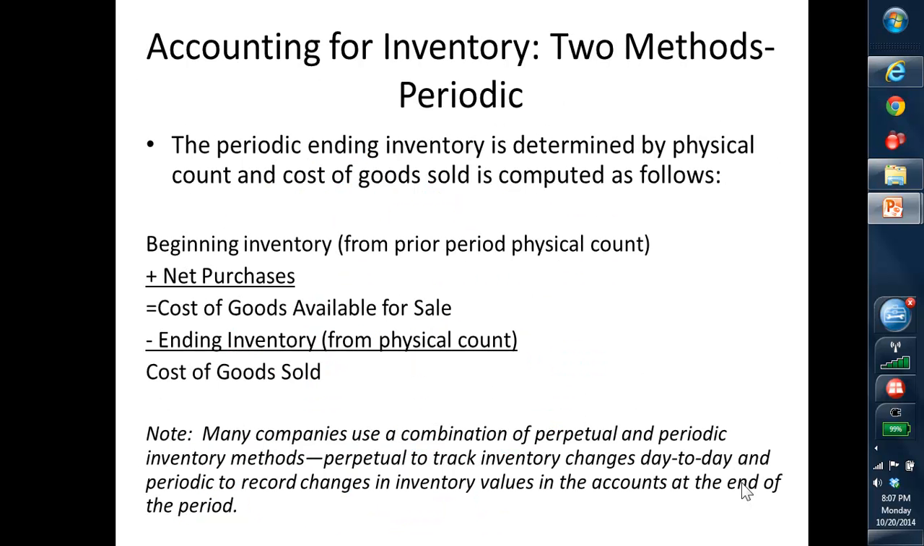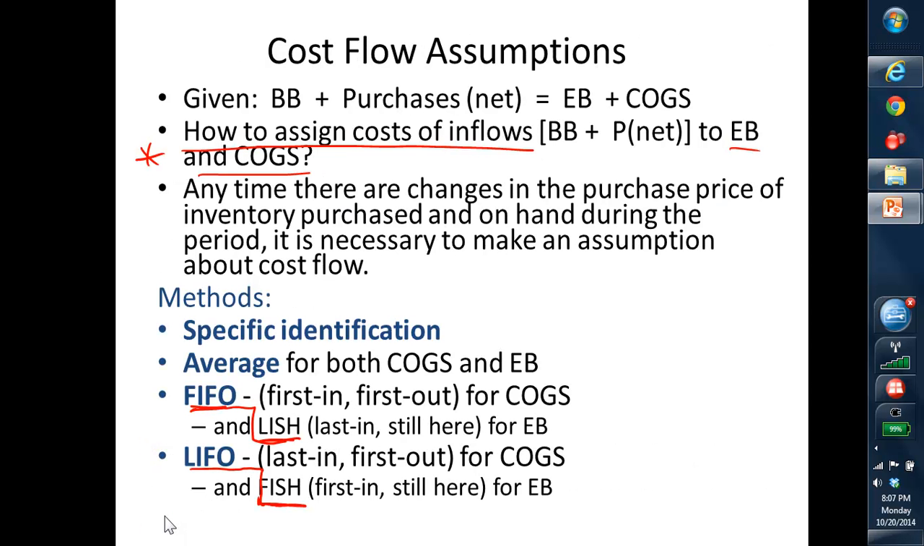Notice, again, under periodic, you must compute cost of goods sold, and notice that many companies use a combination of both perpetual and periodic, one to track the day-to-day dealings and the other for financial statement purposes. Notice that when we track inventory, we have to assign the costs of beginning balance and purchases to the ending balance and cost of goods sold. And we do that with a variety of methods, and that's what we'll talk about next.